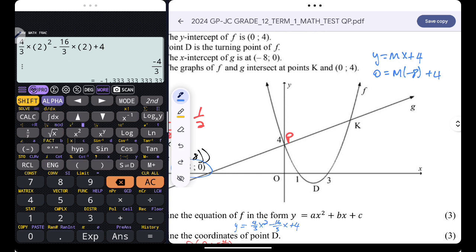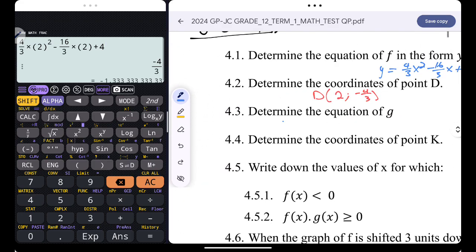Okay, I'll take the 4 to the other side. It will be negative 4, and then I'll have negative 8m over here. Divide both sides by negative 8. Therefore, m is equal to a half. Now I do know the value of m. I'll say therefore y is equal to 1 over 2 x plus 4. This is the quicker way you could have found the equation of a line. Yeah?